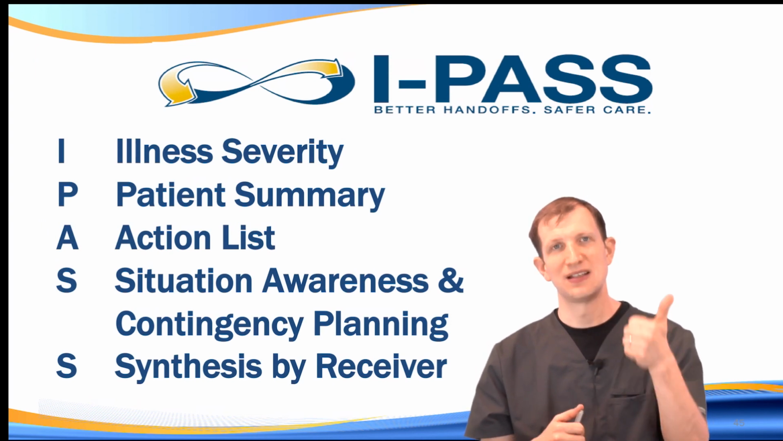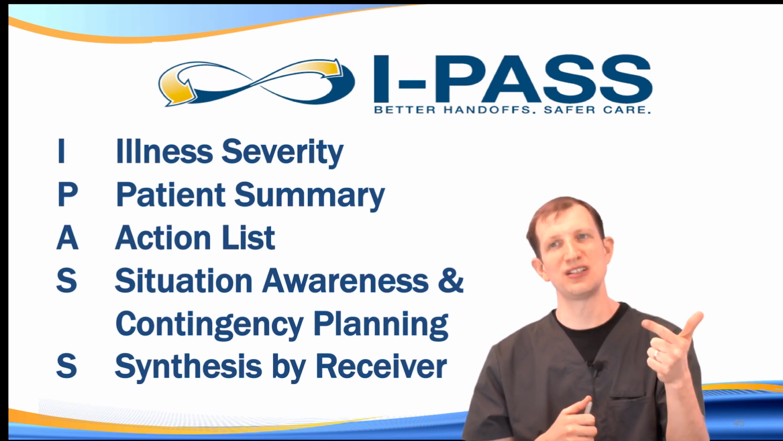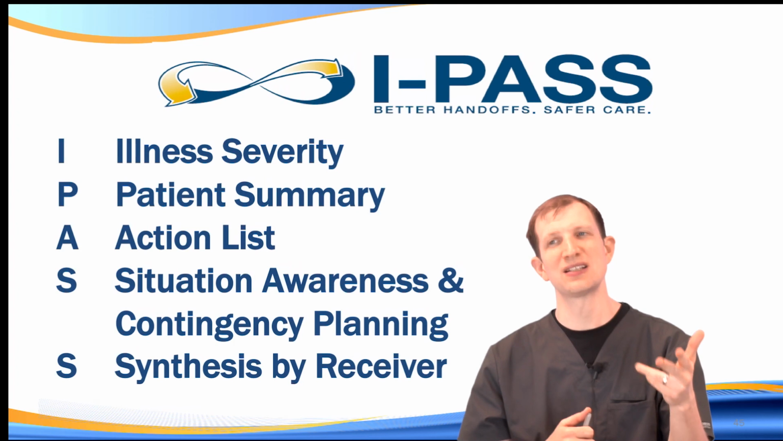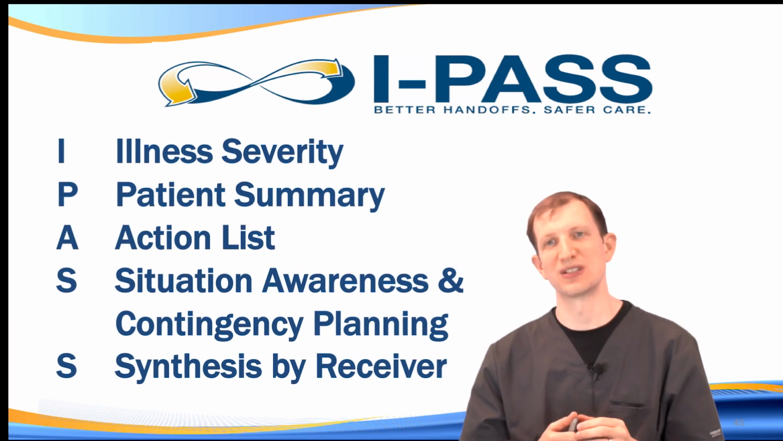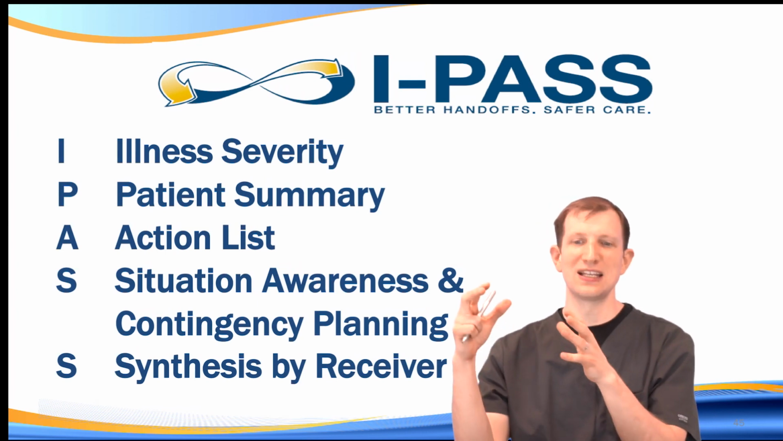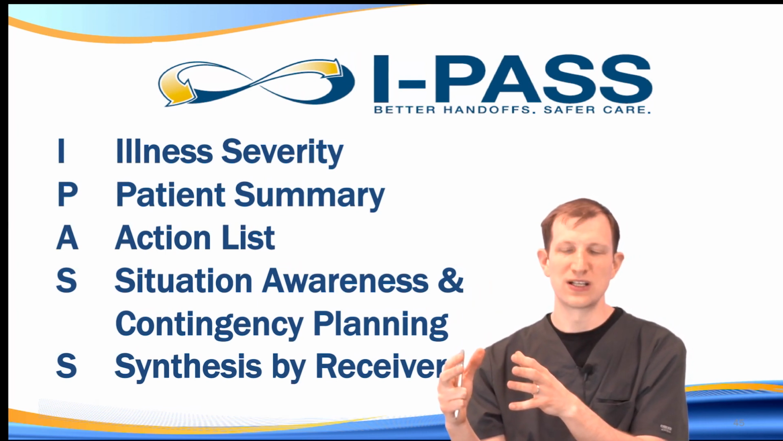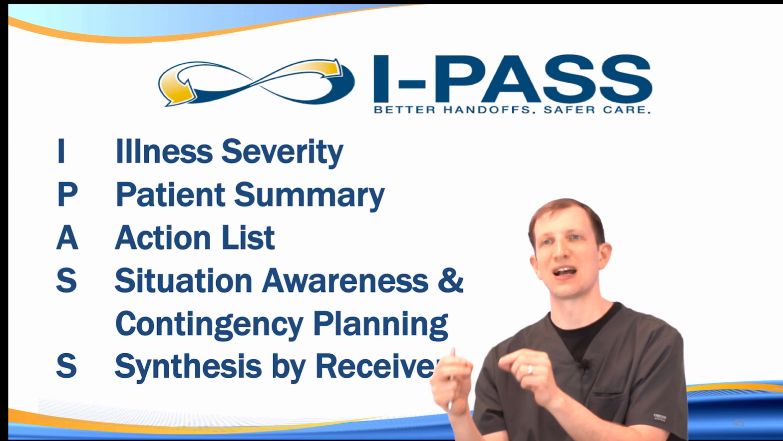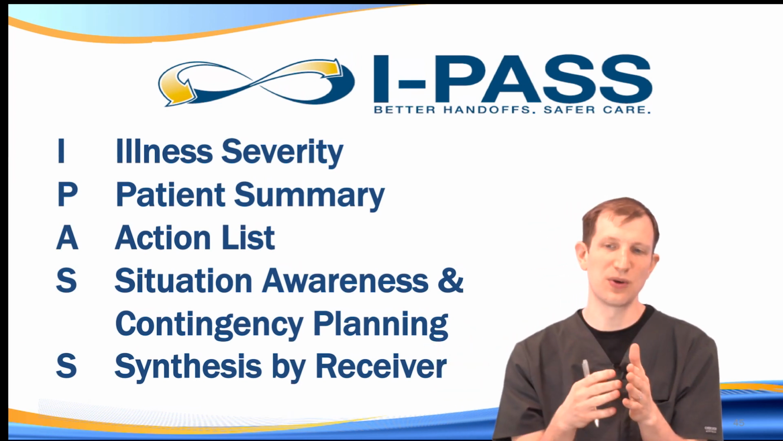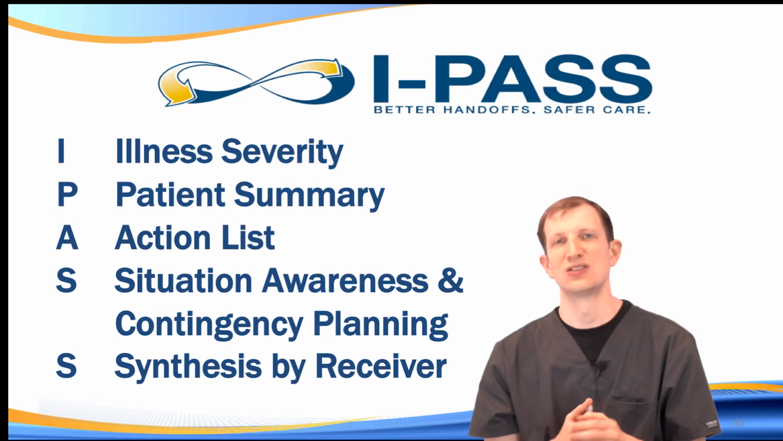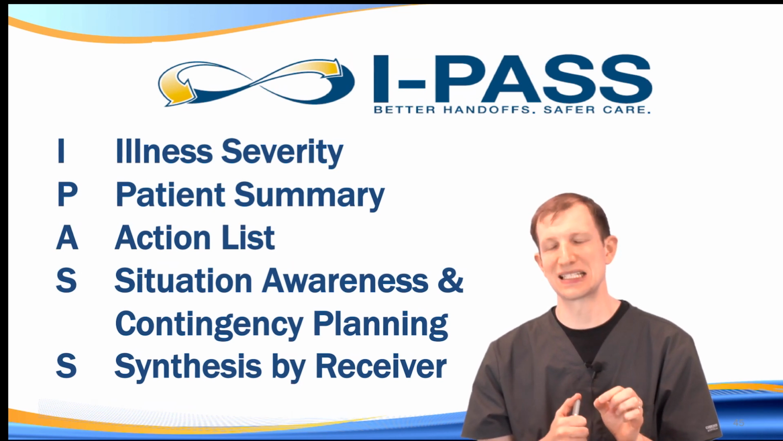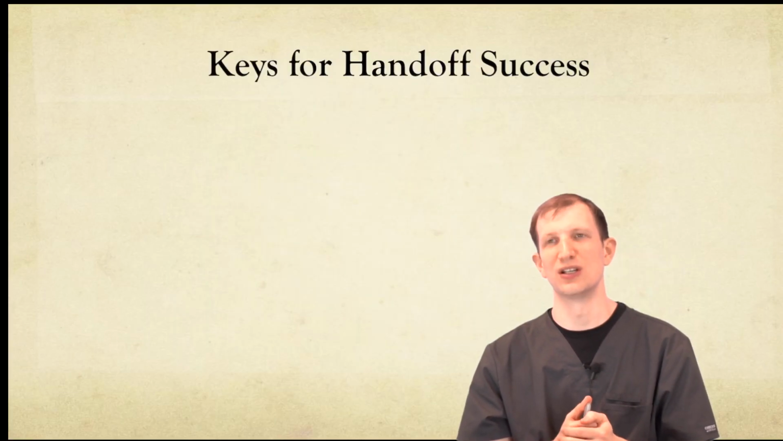So IPASS: illness severity, patient summary, action list, situational awareness and contingency planning, and synthesis by receiver. And even if your residency doesn't use that exact mnemonic, I promise all of those components are going to be in whatever standardized process they have. So let's wrap up with some keys to success and some pitfalls to avoid.